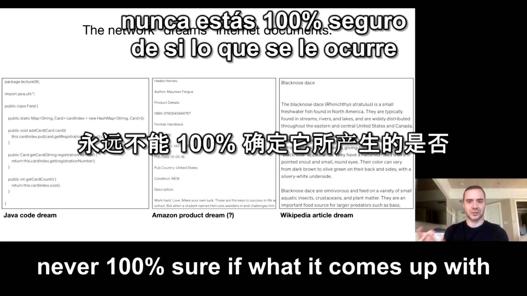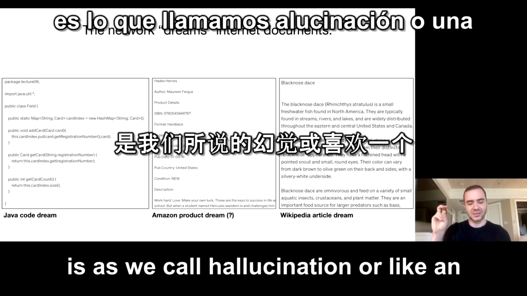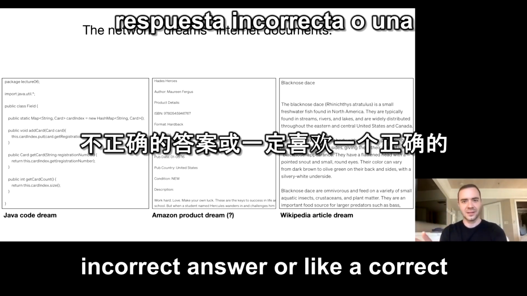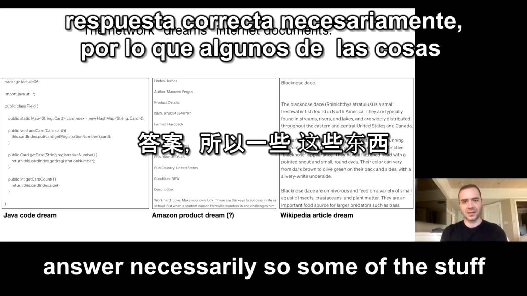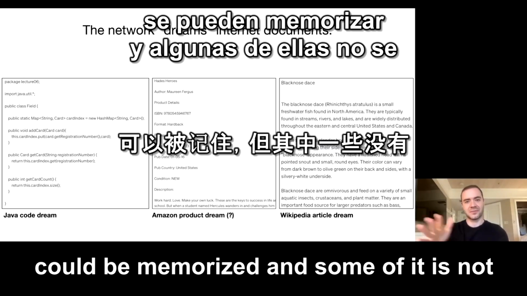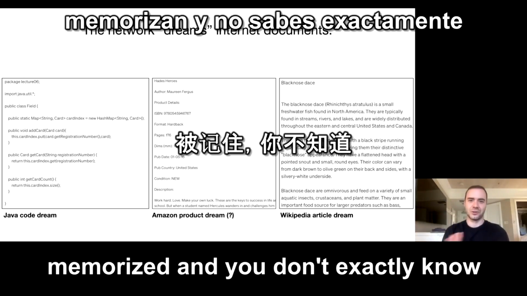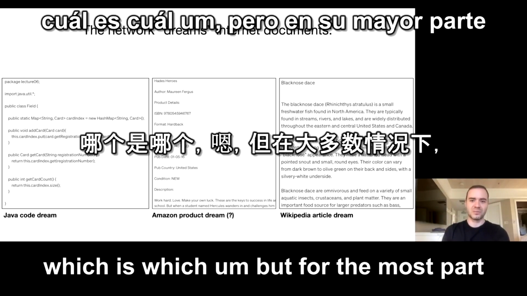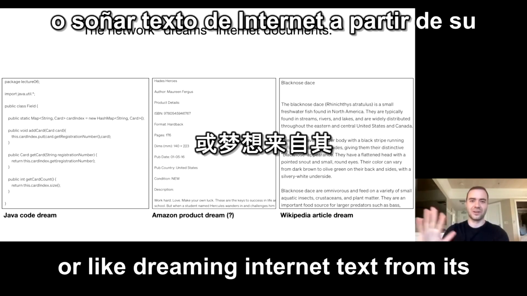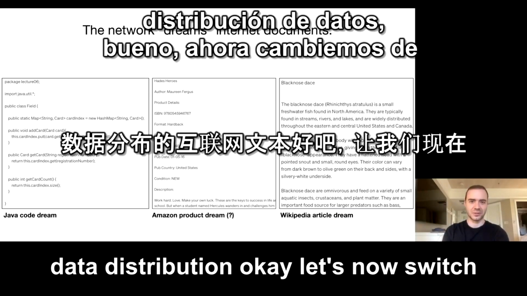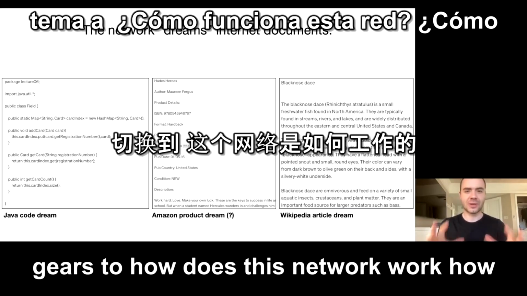And you're never 100% sure if what it comes up with is, as we call, hallucination, or an incorrect answer, or a correct answer necessarily. So some of this stuff could be memorized, and some of it is not memorized, and you don't exactly know which is which. But for the most part, this is just kind of hallucinating or dreaming internet text from its data distribution. Okay, let's now switch gears to how does this network work?